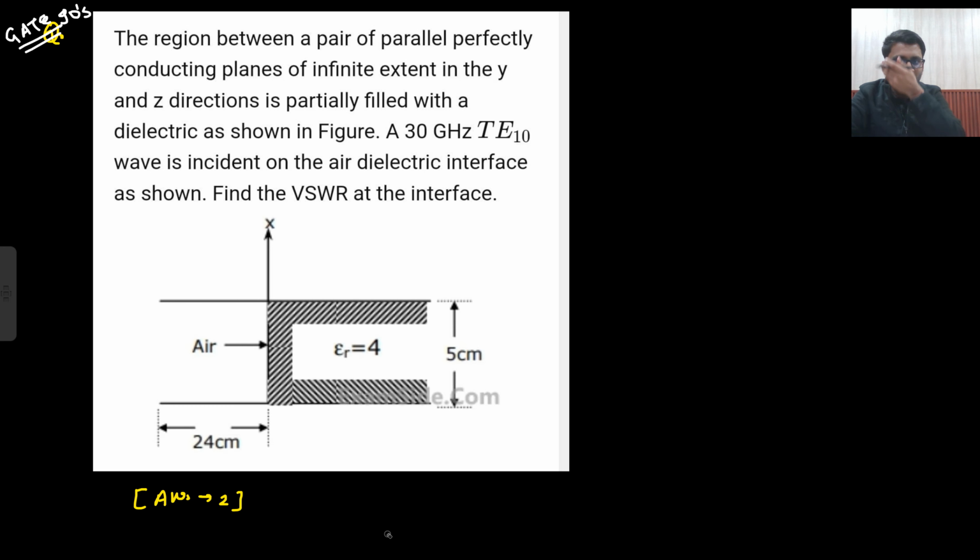Let's solve this one. What do you need to find? You need to find the VSWR. So here what will happen?